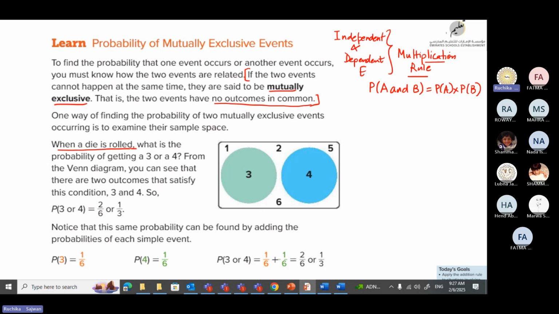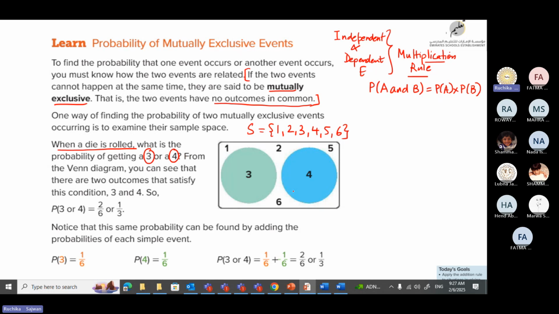When a die is rolled, can I write the sample space? What all numbers do you get? We start from 1, we go on till 6. So this is the total sample space. Now, if I give you an event A, the event of getting a 3, and event B, the event of getting a 4.